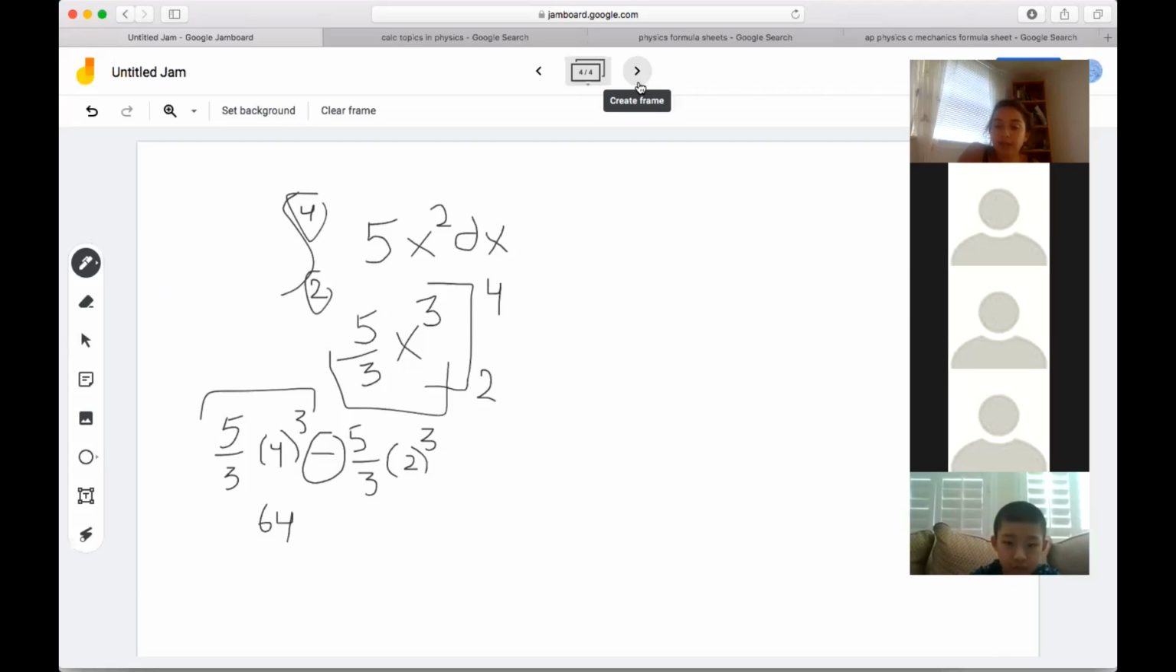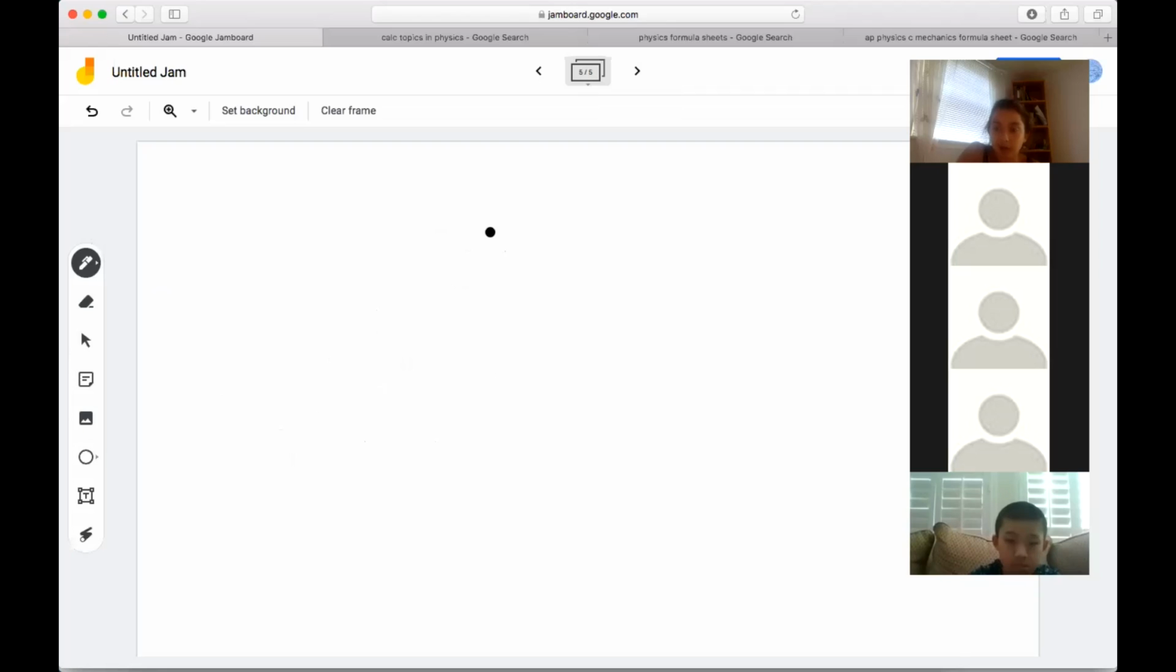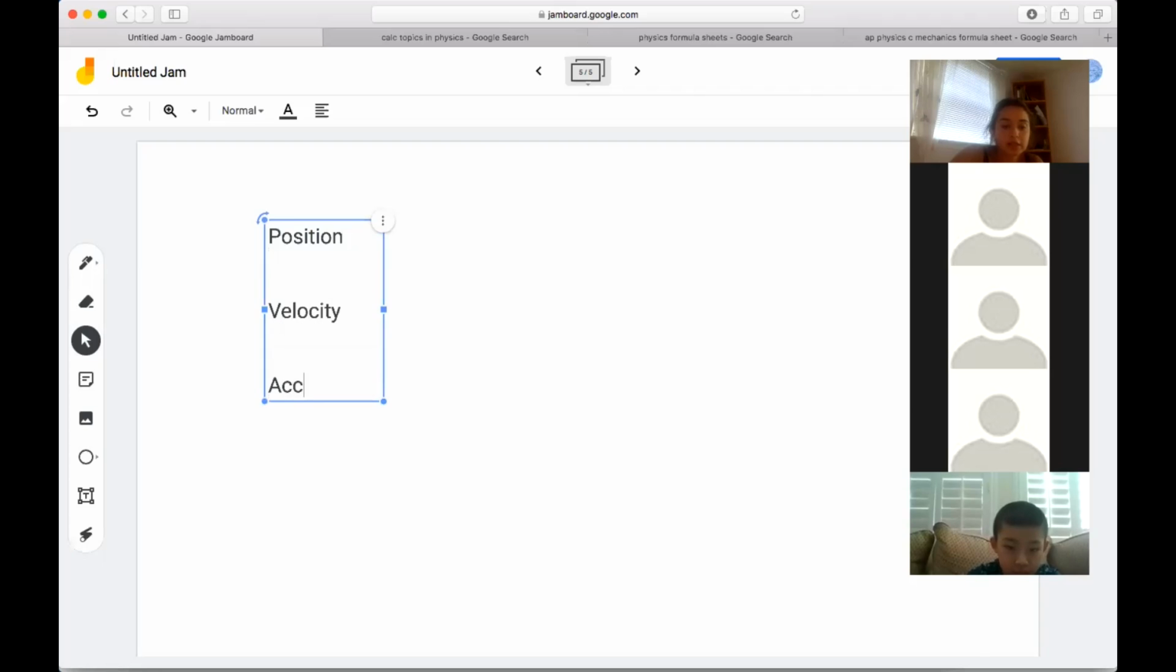Now let's look at some applications of what we just talked about, because this is mostly AP Calculus AB or BC, but it's used a lot in physics, especially mechanics. For kinematics, we have position, often written as x, in terms of time, and then we have velocity and acceleration. And this is actually the same for rolling motion, just a little bit different.